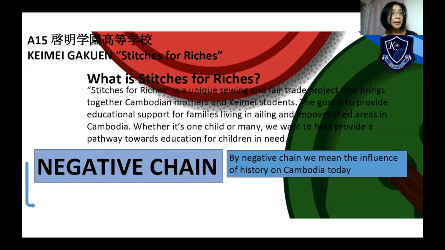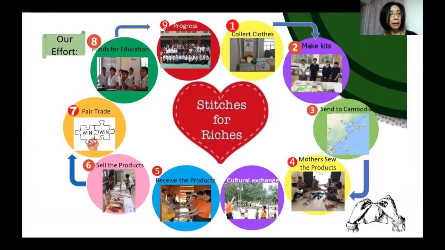Actually, I started teaching Girl Rising 5 years ago, and since then, my students have worked on a unique service project called Stitches for Riches. It is a sewing and fair trade project bringing Cambodian mothers and our students together to provide educational support for families in Cambodia.